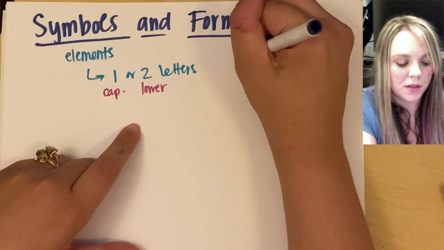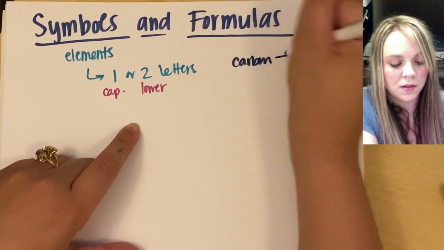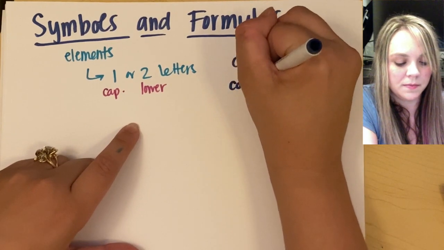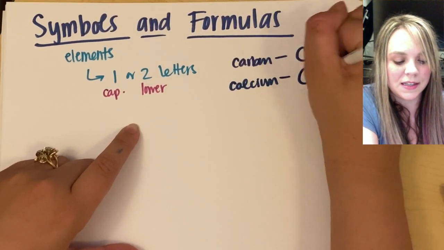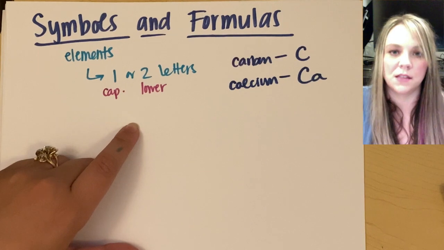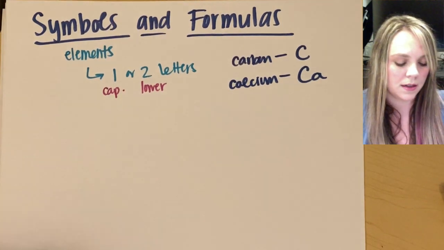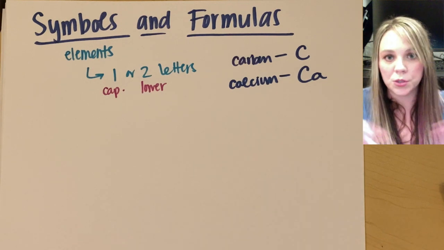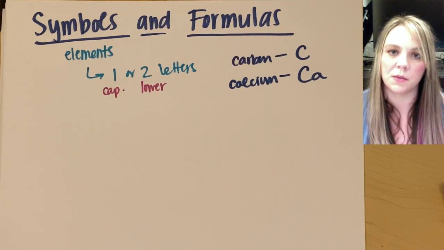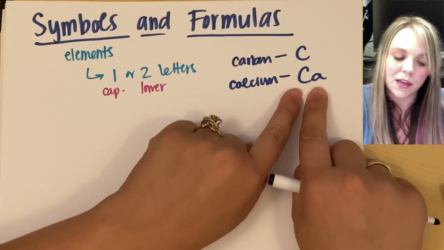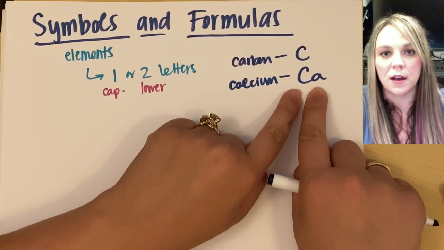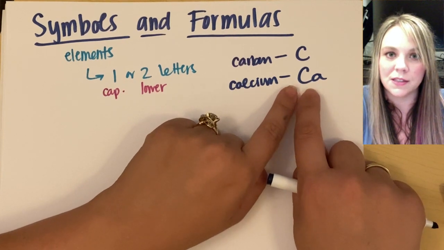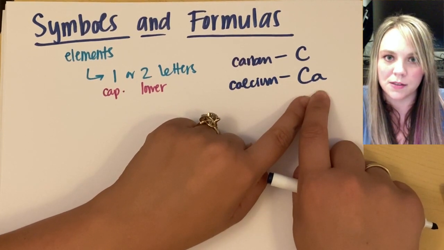But for example, carbon has the elemental symbol C. Calcium is Ca, okay? C, lowercase a, right? I'm sure you can just look at your periodic table and see all of those element symbols, but just be really careful about your upper and lower cases, okay? Make sure that the first letter is capitalized, the second letter is lowercase, all right?